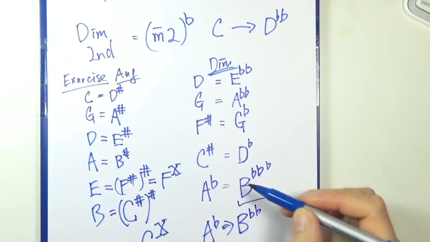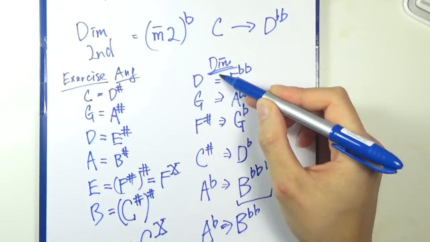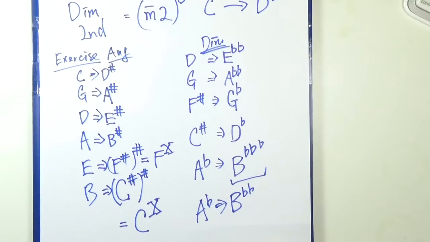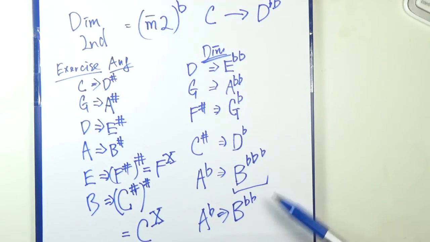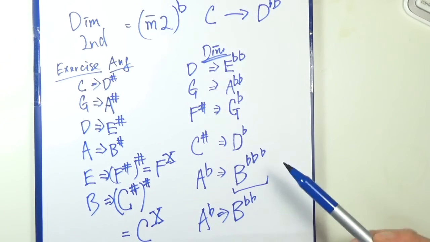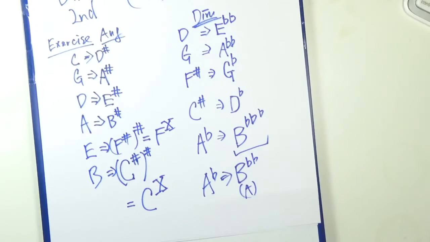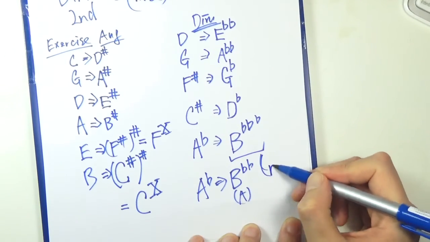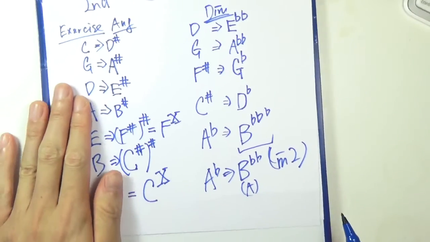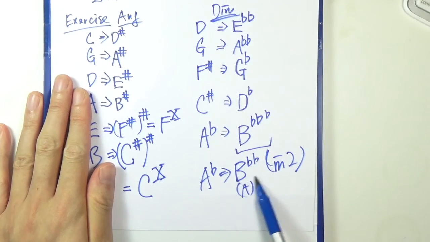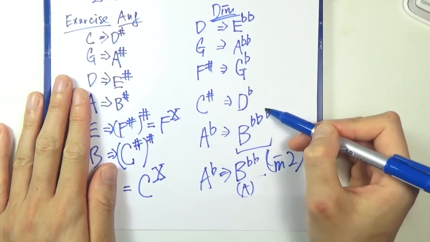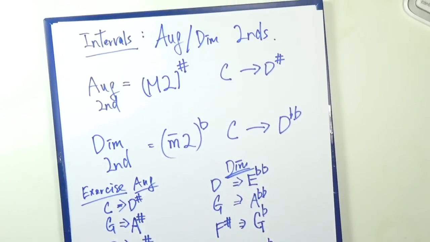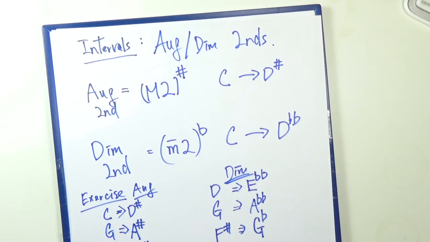B double flat, actually these should be arrows. They're not equal. I should put arrows, okay? So B double flat, that's an A, right? And that's a half step above your A flat. So it's actually a minor second here. Okay? And you have to make that diminished by putting down another flat here. Alright, so that's your exercise for augmented and diminished seconds.